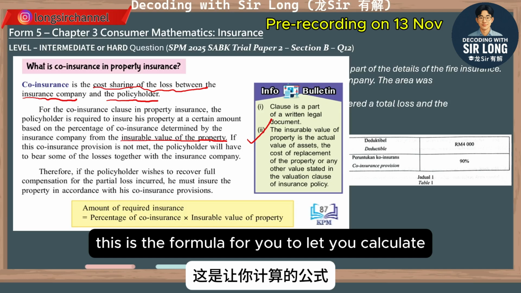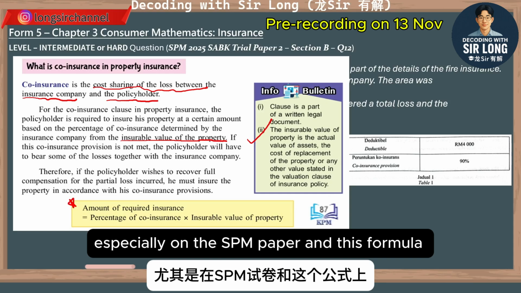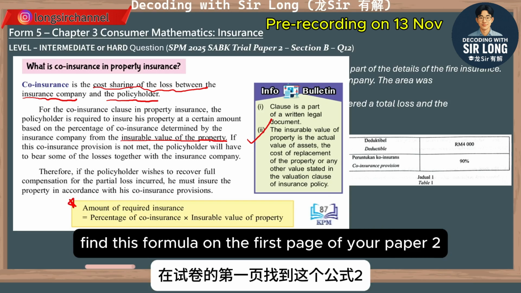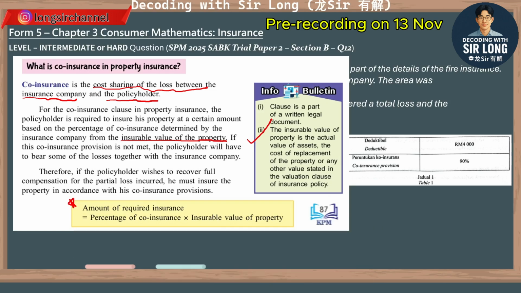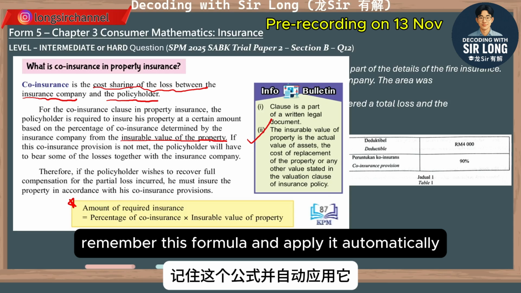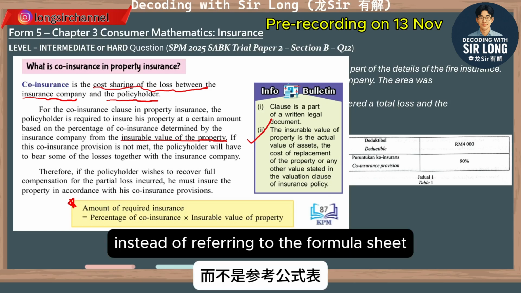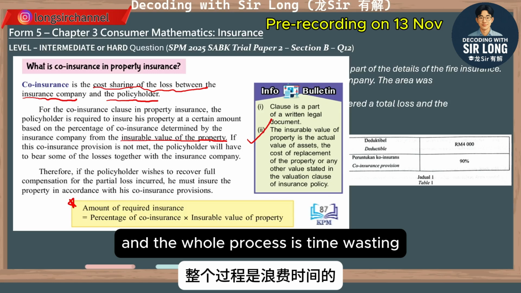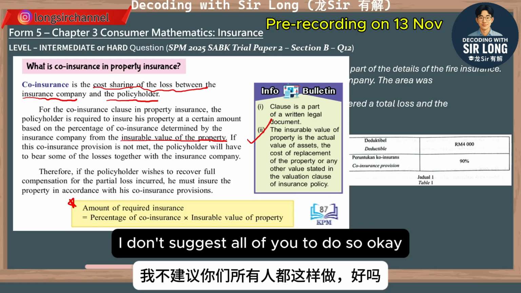This is the formula for you to calculate the questions, especially on the SPM paper. I know that you are able to find this formula on the first page of your Paper 2. However, I always suggest to my students that you have to remember this formula and apply it automatically instead of referring to the formula sheet to find the formula and then apply it. The whole process is time wasting. I don't suggest all of you to do so.